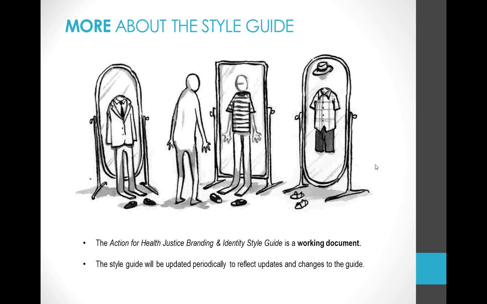So, getting closer to wrapping up, a little more about the style guide. The Action for Health Justice Branding and Identity Style Guide is a working document. It's a fairly new brand, so we're constantly developing materials and new concepts for the work that we're doing, and so the style guide will be periodically updated with the changes, and everybody will be notified, and there will be updated links to the style guide online.